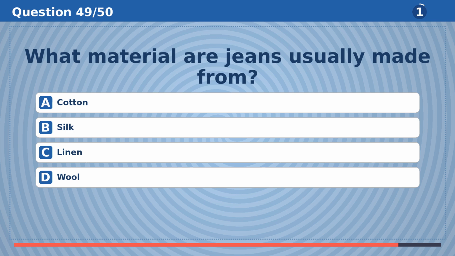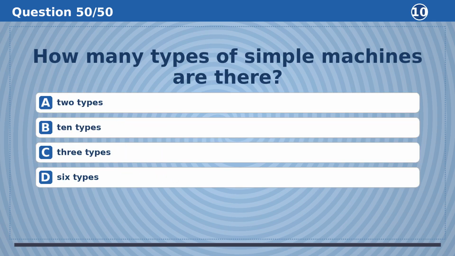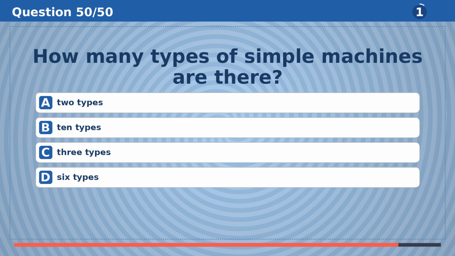What material are jeans usually made from? The answer is A, cotton. How many types of simple machines are there?